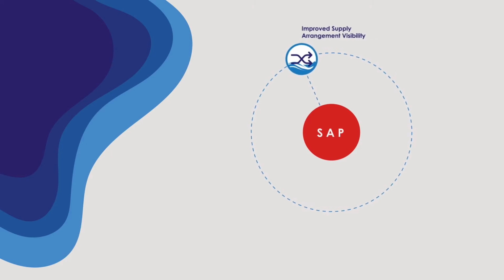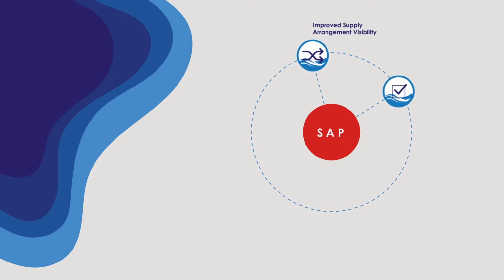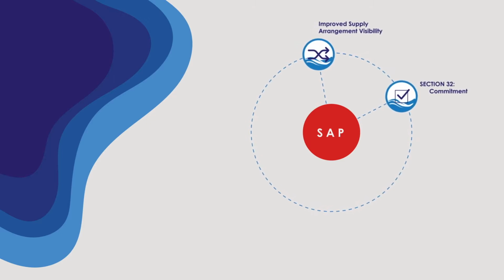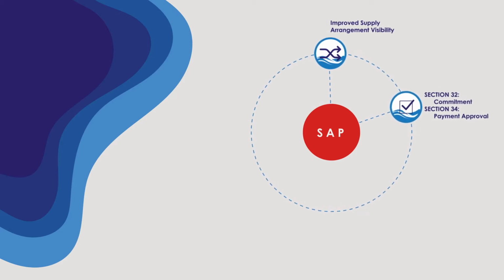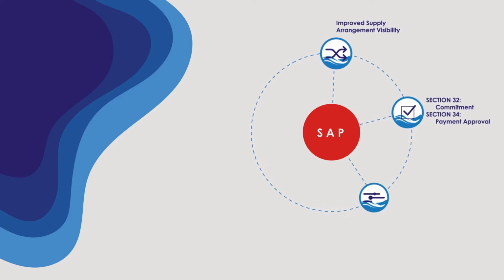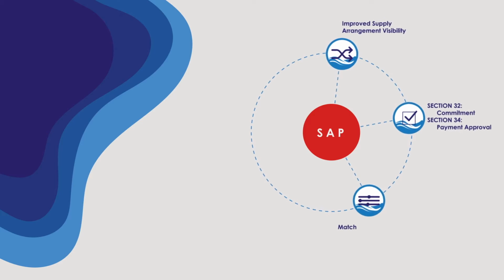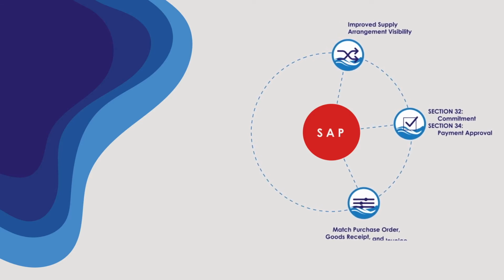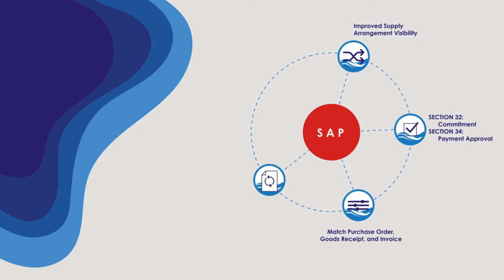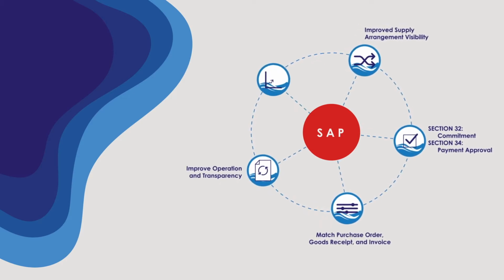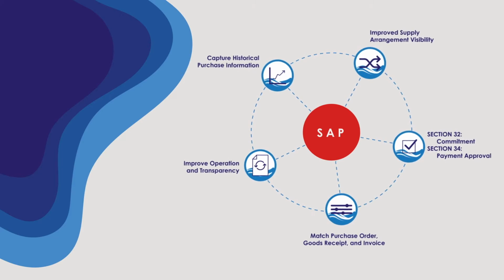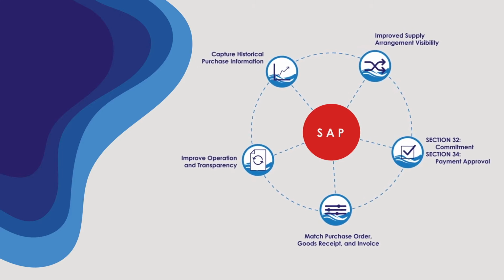Improved supply method visibility. Number 2. An end-to-end process completed in the system, including commitment, known as Section 32, and payment approval, known as Section 34 of the Financial Administration Act. Number 3. Completion of a three-way match between purchase order, goods receipt, and invoice. Number 4. Improved operational performance and transparency. And Number 5. A record of historical purchase information to improve spending and financial decisions.